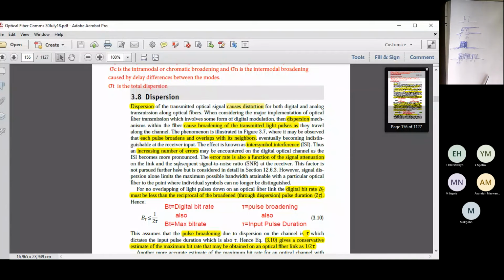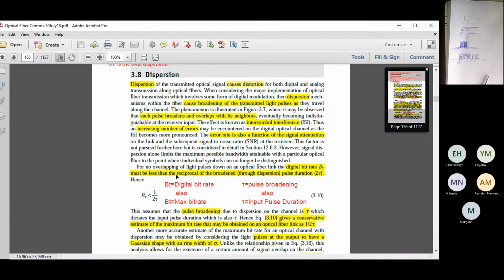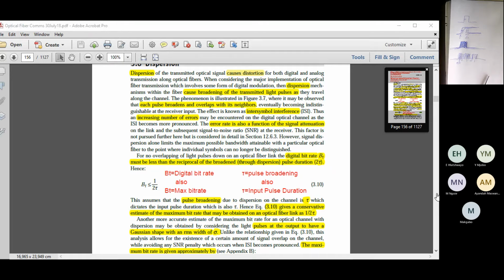Okay. So the broadening that I'm talking about here, the pulse broadening that I've drawn on the picture now for you, the pulse broadening time, is called the digital bit rate, and the maximum bit rate is in this case B_T. Now tau is the pulse broadening. Also tau is the input pulse duration. So that pulse that I've drawn you there, this is actually the time. And that time determines the maximum bit rate.